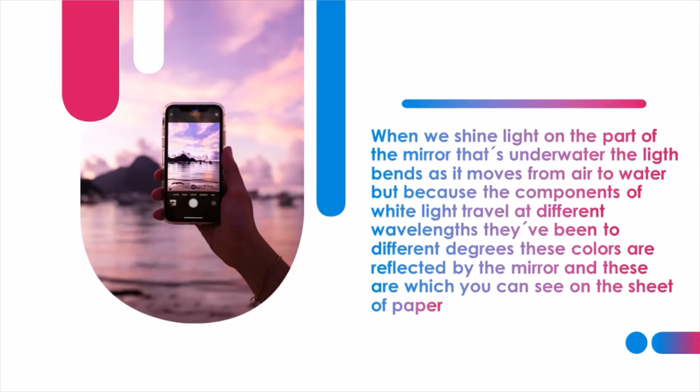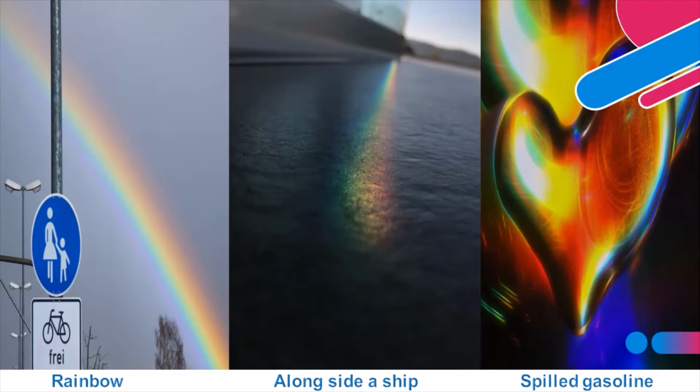When we shine a light on the part of the mirror that's underwater, the light bends as it moves from air to water, but because the components of white light travel at different wavelengths, they bend to different degrees. These colors are reflected by the mirror, and these are what you can see on the sheet of paper.